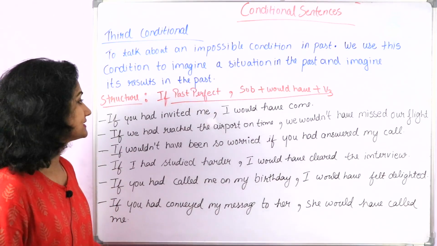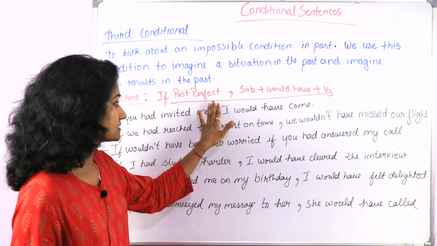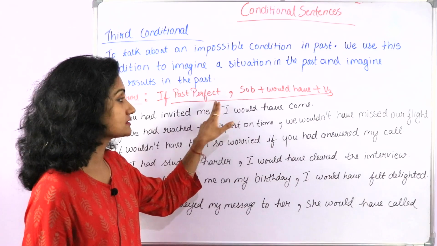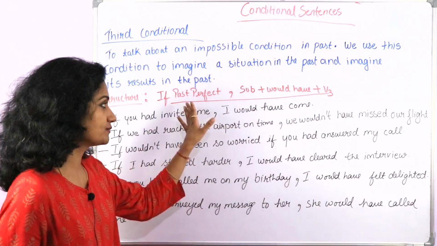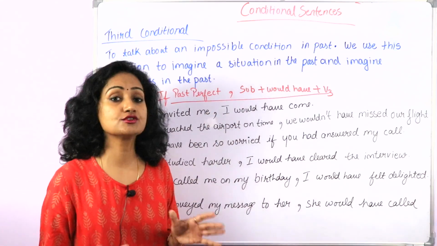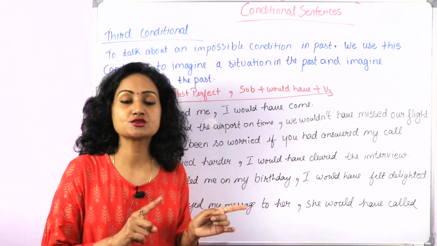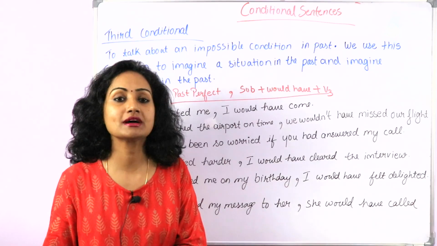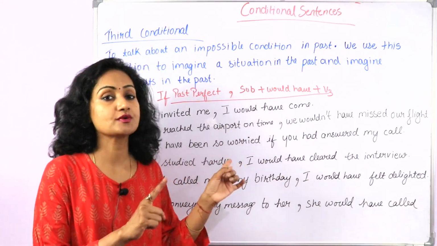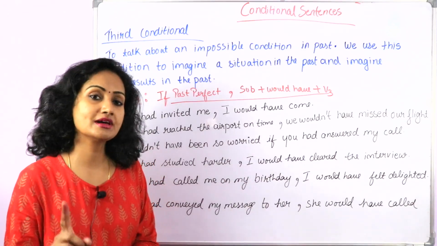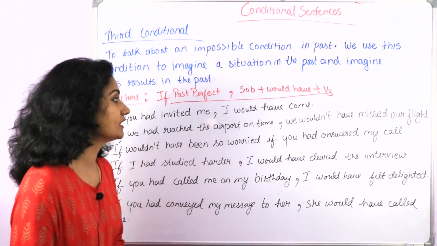So the structure is: if plus past perfect, subject plus had plus third form of the verb. This is past perfect. We have done that. If you have not watched my past perfect video, it is there on my channel. In the playlist of tenses, you will find past perfect tense also. You can watch it. I'll mention the link in the description box as well.